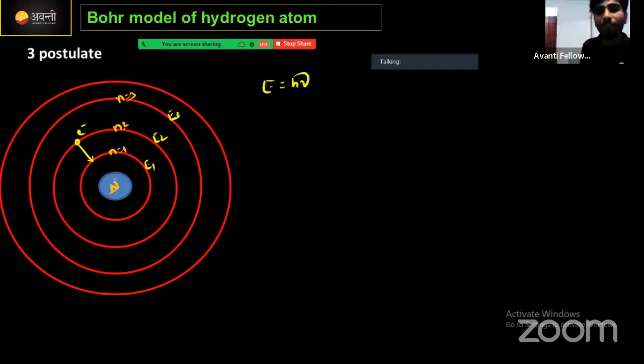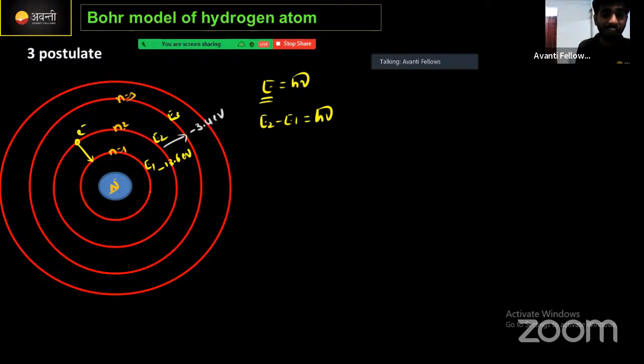How much energy will it radiate? That is what we are going to calculate here. Energy here means the change in energy between two energy levels, that is E2 minus E1 is equal to h nu. I already told you that the first energy level has an energy of around minus 13.6 electron volt, and the second state has an energy of minus 3.4 electron volt.